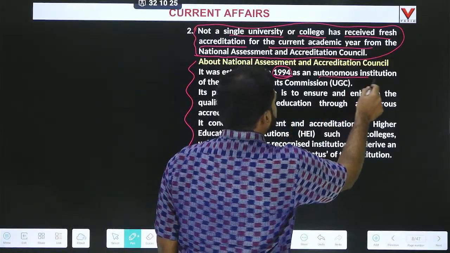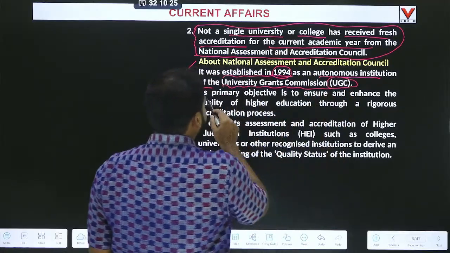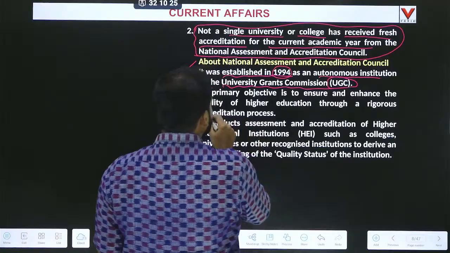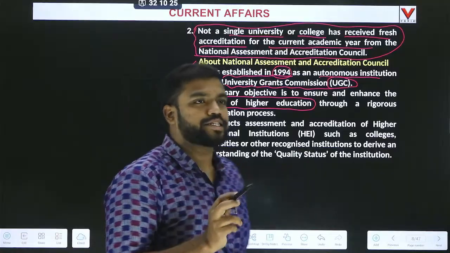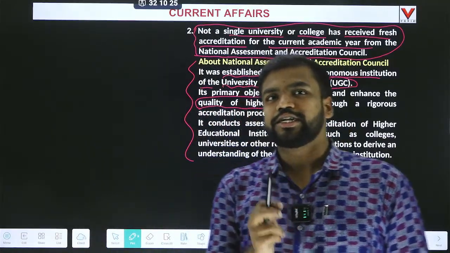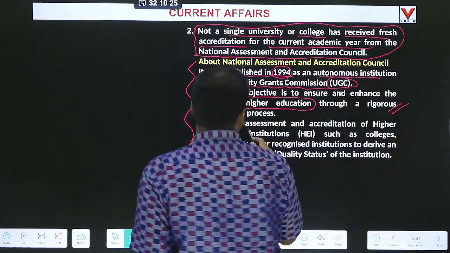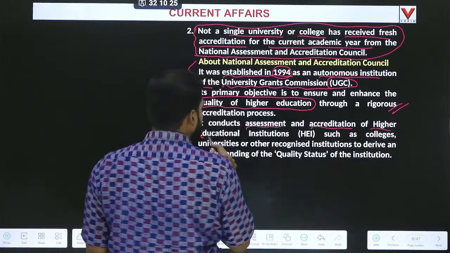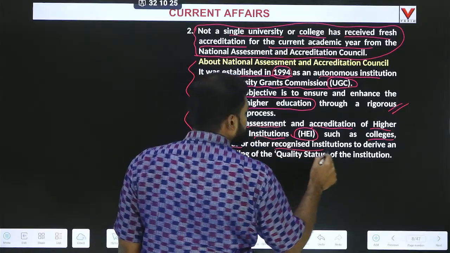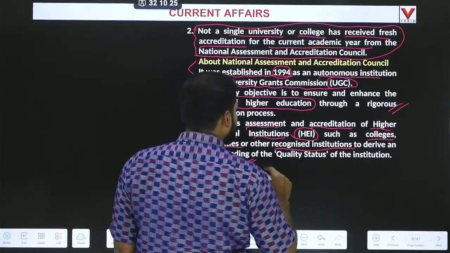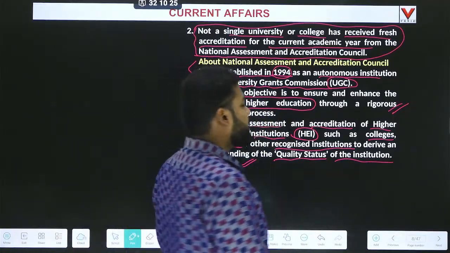As an autonomous institution of the UGC, it came under the UGC. Its primary objective is to ensure and enhance the quality of higher education. That's why assessment and accreditation. First this NAC will assess you, then it will accredit you, through a rigorous accreditation process. It conducts assessment and accreditation of higher educational institutions, HEIs, such as colleges, universities, and other recognized institutions, to derive an understanding of the quality status of the institutions. As I said earlier, NAC is an assessment and accreditation body of India.